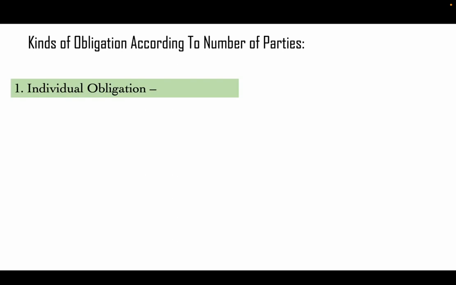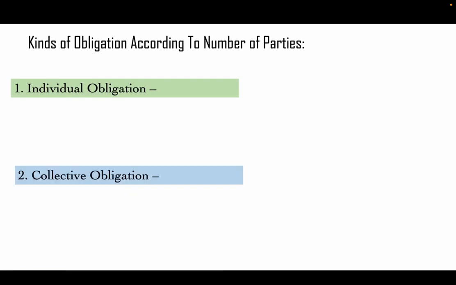First one is the individual obligation and the second one is the collective obligation. What is the individual obligation? There is only one obligor or one obligee.